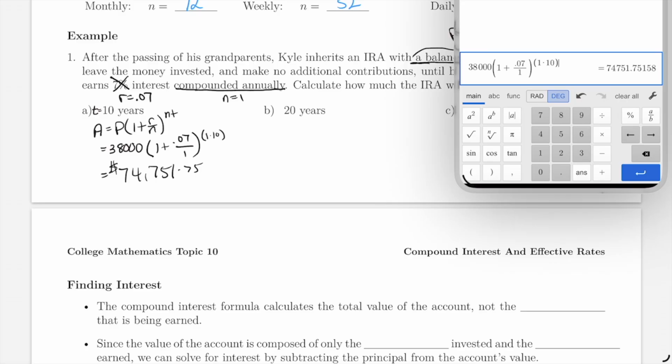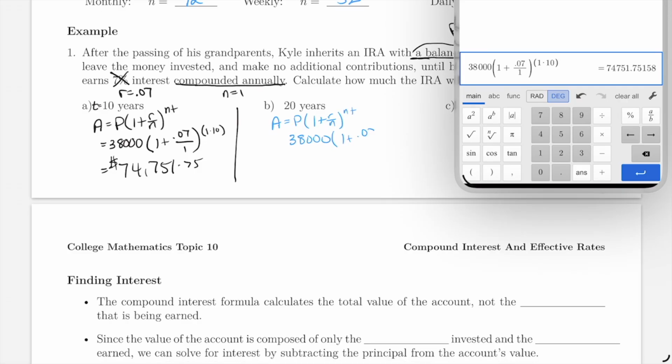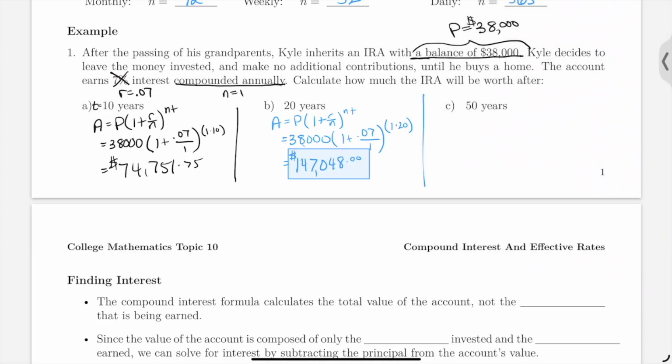Let's look and see how that changes, not when we're doing 10 years, but maybe he doesn't need it for 20 years. He has $147,000. By investing $38,000 and just letting it set, he has $147,000. That seems kind of crazy. But if you think that's crazy, let's go to this last one here. Because for the last one, you can see that we're going to let it set for 50 years.